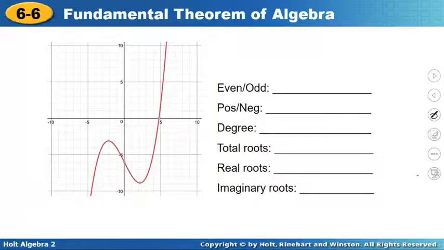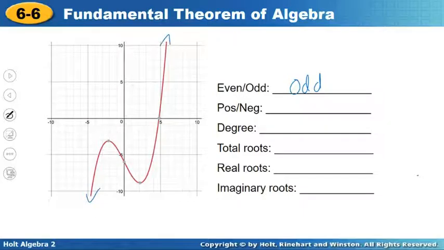Now this function that I see here on my left is an odd function. Not because it looks odd, but because odd functions have opposite directions on the ends. So it's going down on the left, but it's going up on the right. Both ends are going opposite directions. That's your sign that it's an odd function. Remember, even functions would both be going the same direction, either both upwards or both downwards. Okay, so an odd function is this one.